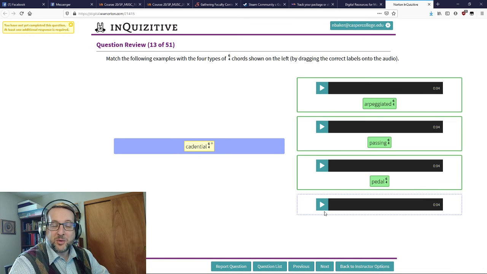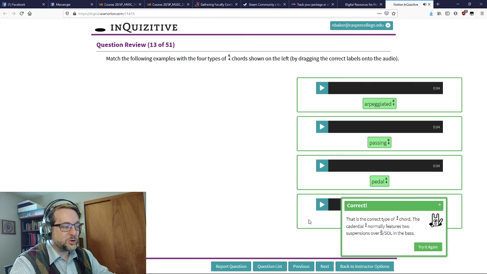I can already tell you what we're going to hear. We're going to hear sol, sol, do in the bass. Yeah, sol, do, and you heard the 2 different chords on top of the 6/4. Sol, do. 1, 2 chords on top of that sol. That's a cadential 6/4 for sure.